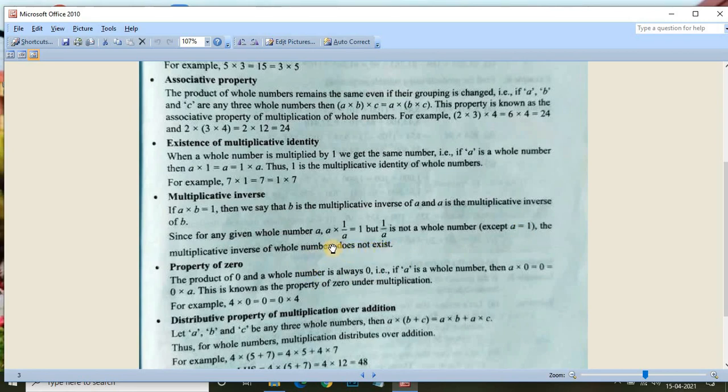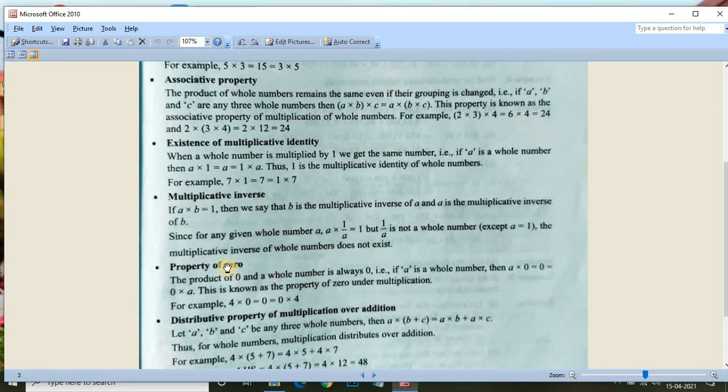I am explaining it again. Since for any given whole number A, A into 1 by A equals 1, but 1 by A is not a whole number except when A equals 1. So the multiplicative inverse of whole numbers does not exist.